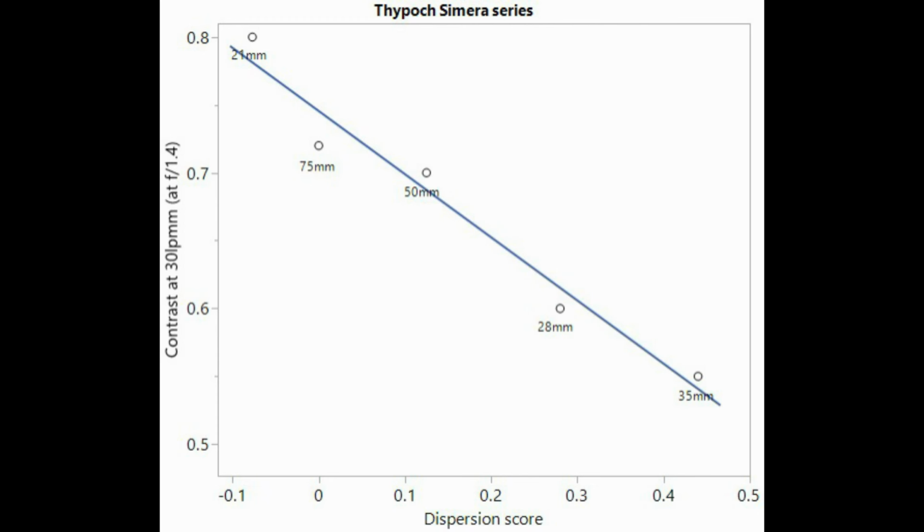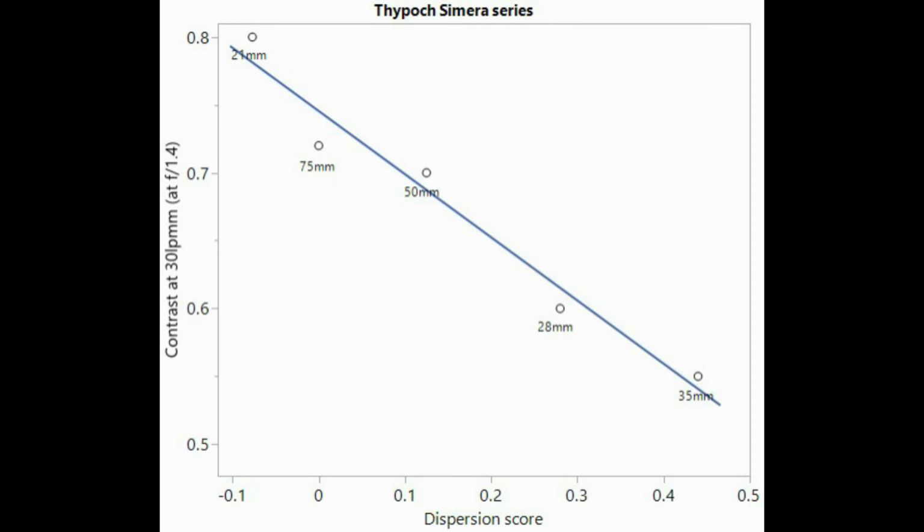The higher the dispersion score, the lower the contrast at high frequencies, and the more pleasing, to me at least, the images look. The distribution of dispersion scores within this line of Typox-Chimera lenses does not make much sense, does not relate very well to focal length. The shortest or widest lens in this series, the 21 millimeter, has the highest contrast level, or the lowest dispersion score.